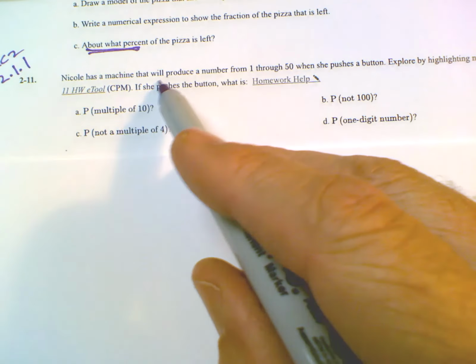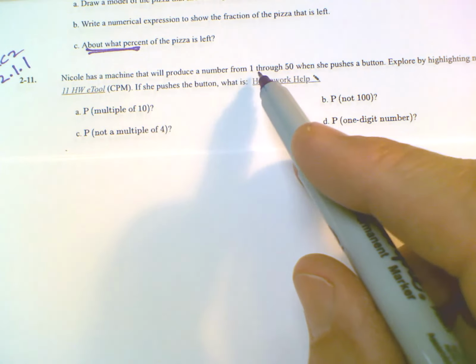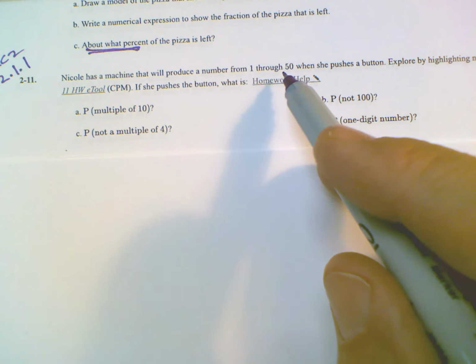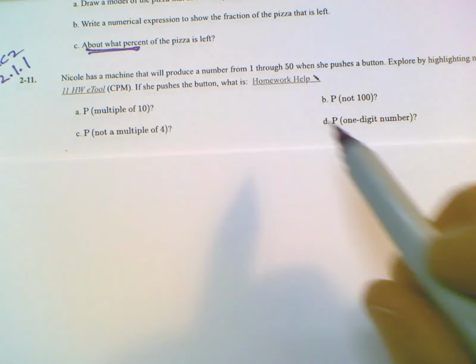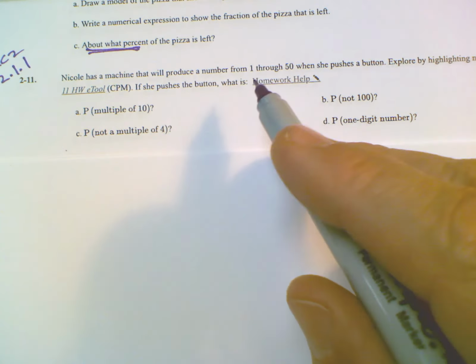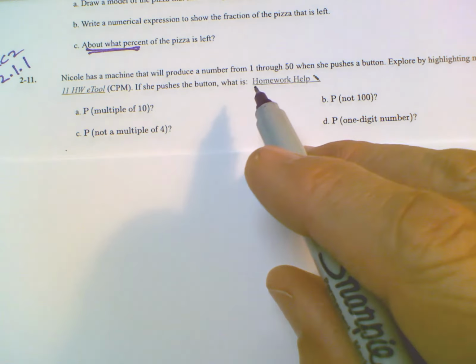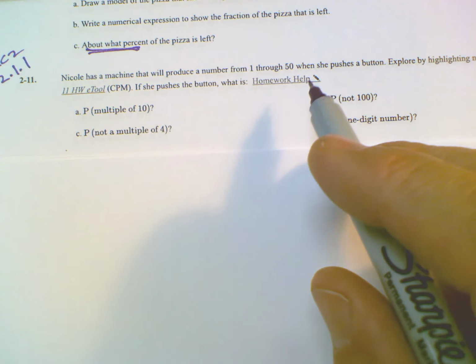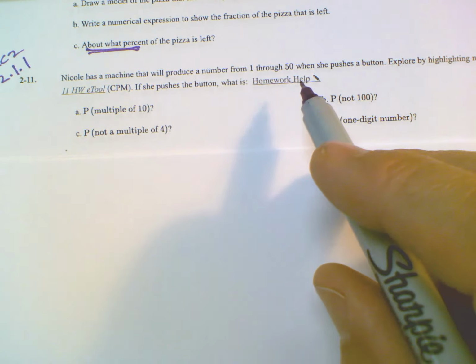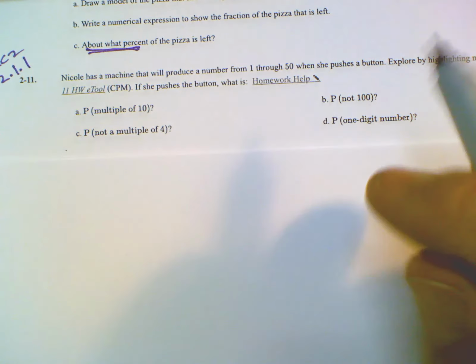Okay, so I'm looking at CC2, 7th grade math, section 2.1.1, number 2-11, okay? Probability. So Nicole has a machine that will produce a number from 1 through 50. So it's a random number generator. She just pushes a button and poof, a number between 1 and 50 pops up. It could be 1, 2, 3, 4, 5, 6, all the way to 50, right? Any one of those numbers could pop up.